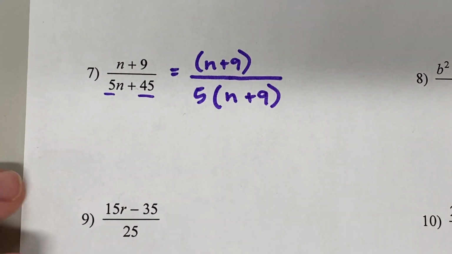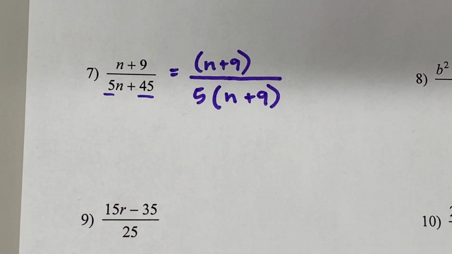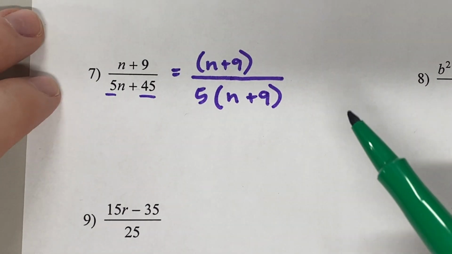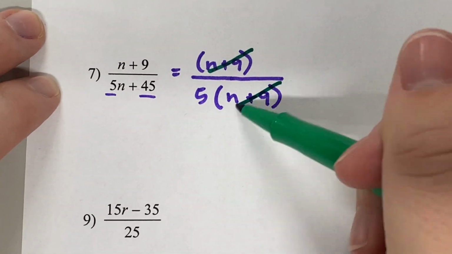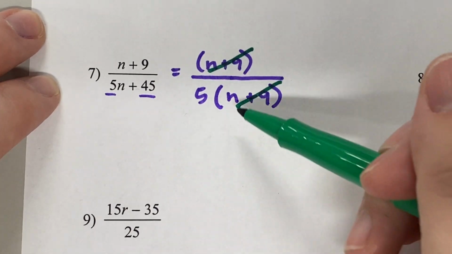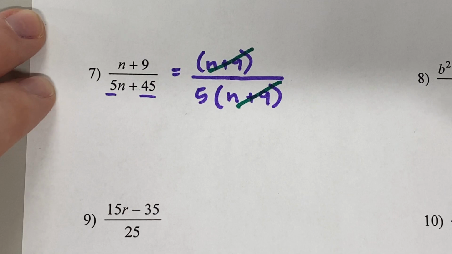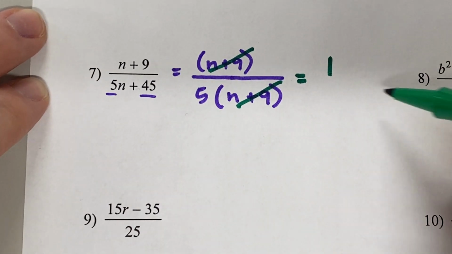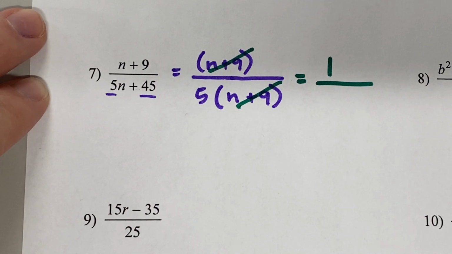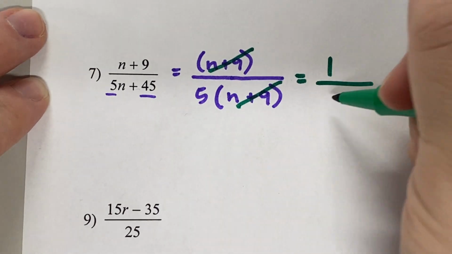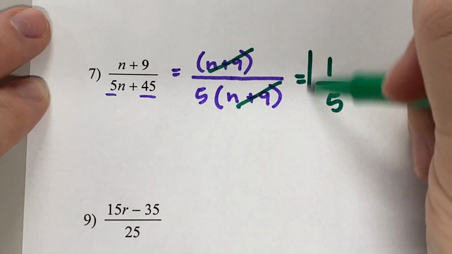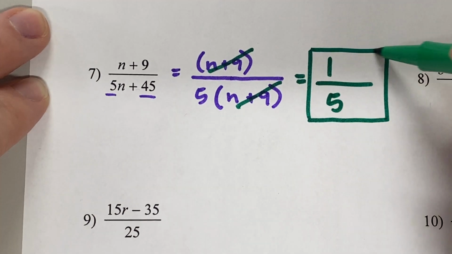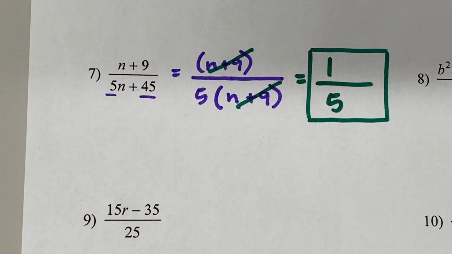Now we just need to see what cancels. Okay, well, the exact same on top and bottom. I see an n plus 9 and an n plus 9. Remember, they have to be exactly the same if they're inside the parentheses. So the invisible 1 is left on top. Remember, when it's on top, it's that invisible 1. And on bottom, I'm just left with the 5. Great job.